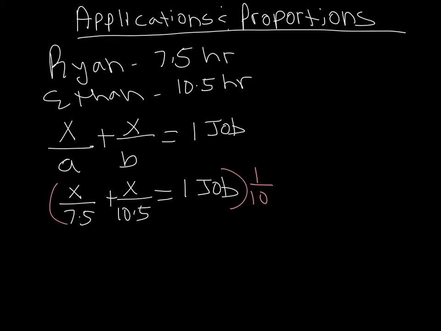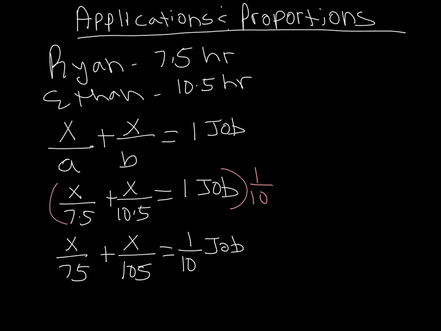Okay, so then I have x over 75 plus x over 105 equals 1/10 of a job. Okay. So now we have to find a common denominator. And you might be inclined to want to just multiply things together. I actually just found the common denominator by adding up 105 and then finding something that 75 would go into. So that didn't take me very long to do. And I found that the common denominator was 1,050.